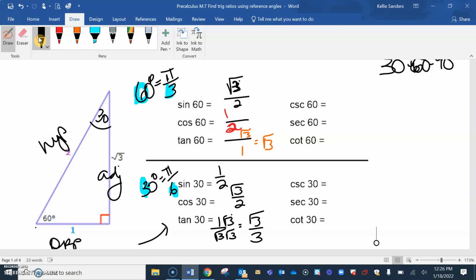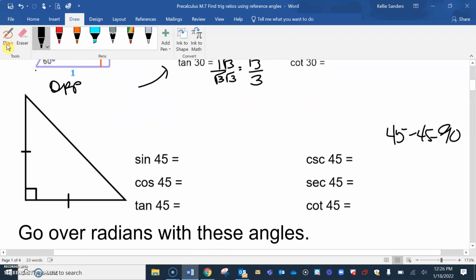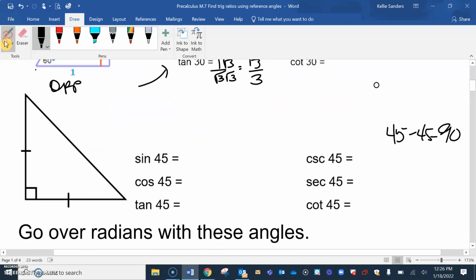I'm going to talk about the reciprocal functions in just a little bit. I'm going to be kind of skipping around on these. Okay, let's go to the 45, 45. It really wouldn't matter what size these sides are. But it is an isosceles right triangle. If this is an isosceles right triangle, then these sides are going to be the same. And if these sides are the same, and then we do the Pythagorean theorem to be able to find the hypotenuse, we would get square root of 2.